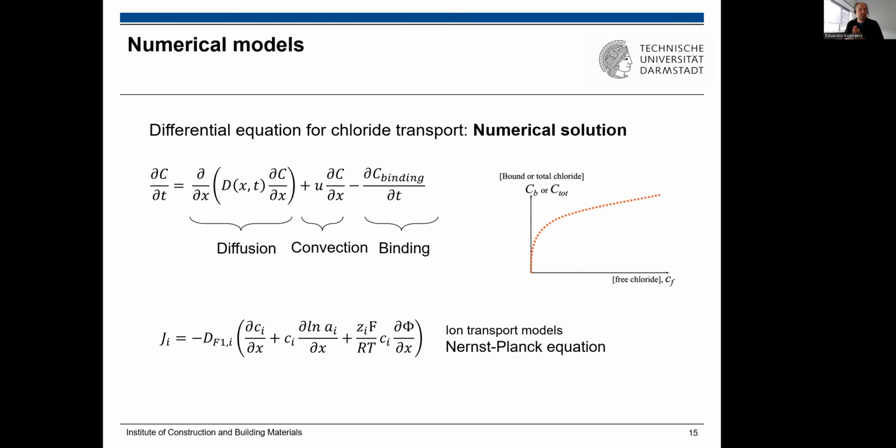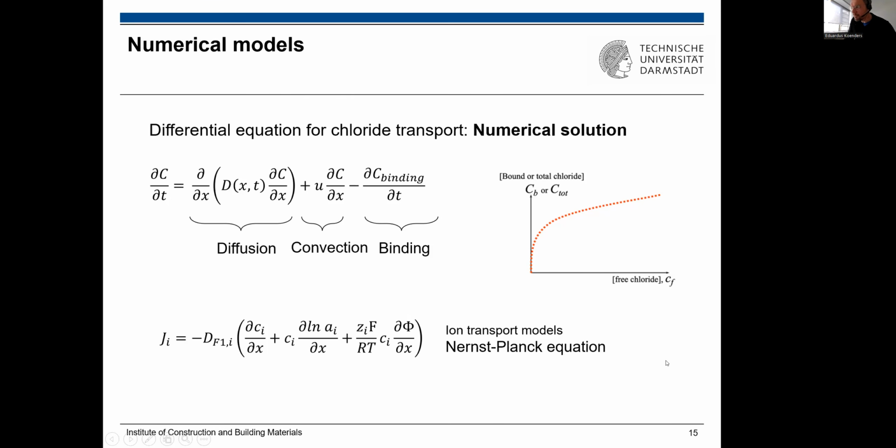There are also many models that are very complicated. They solve this differential equation by numerical tools, numerical solution strategies. If you do that, you can also take some extra components into account, for instance the binding or the convection. You can make it as complicated as you want. Binding is something that some models have indeed, but then you need a binding function: how many chlorides are bound and how many are free in the pore solution. So you can go more complicated.